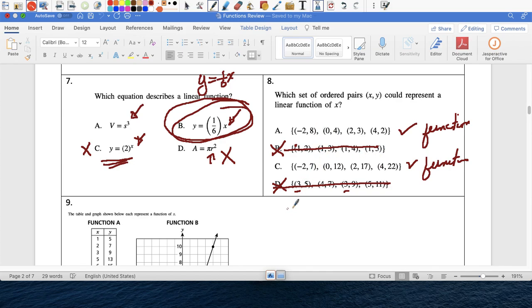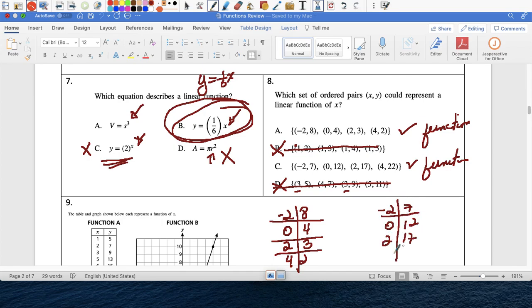So you know what I'm going to do? I'm going to write those two as a table. We have negative 2 and 8, 0 and 4, 2 and 3, and 4 and 2. And the other one is negative 2 and 7, 0 and 12, 2 and 17, 4 and 22. They're both functions, but one of them is a straight line. The other one could be a parabola.